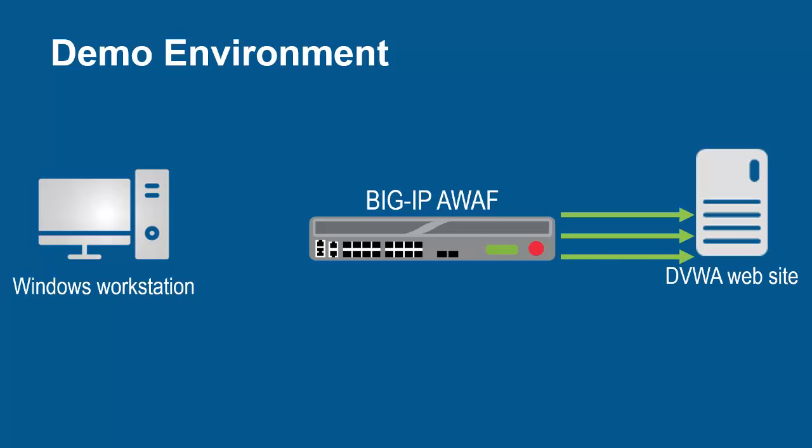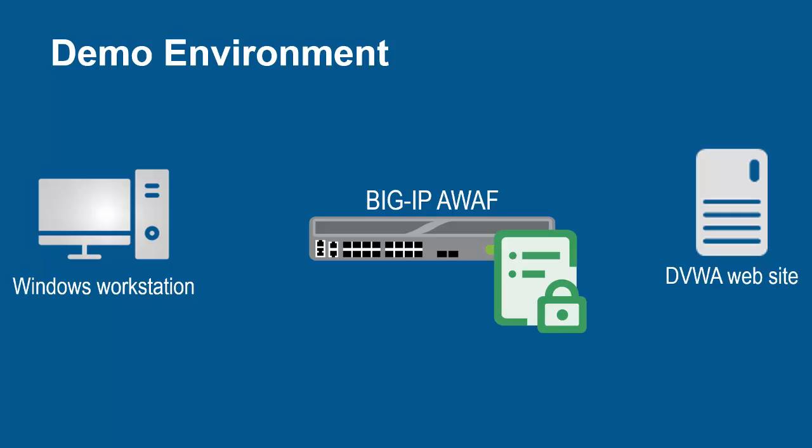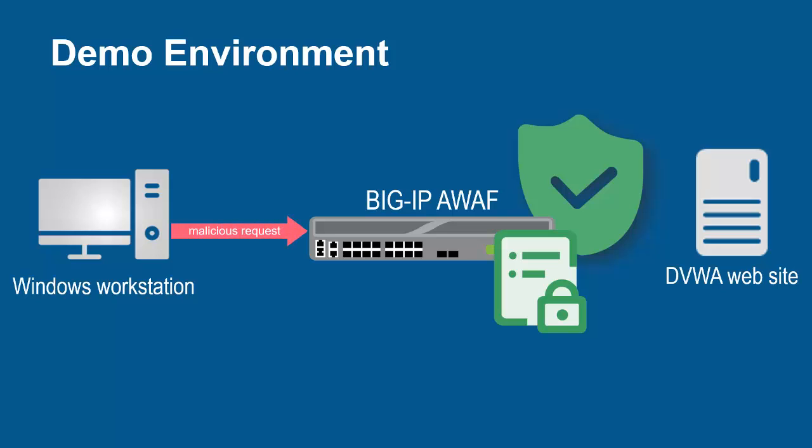Through this process, BIG-IP Advanced WAF can begin creating a web application security policy. The security policy is used to protect the web application. Now, when a user submits malicious requests, BIG-IP Advanced WAF can fully inspect every request and can block all malicious requests and prevent them from going to the back-end web servers.